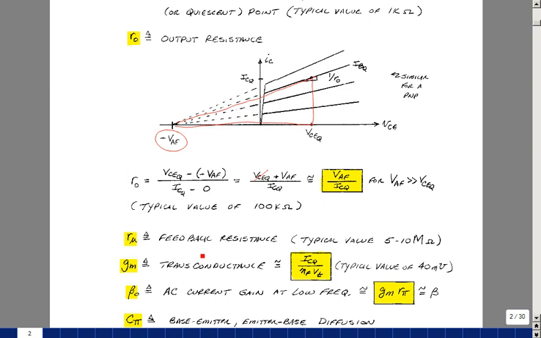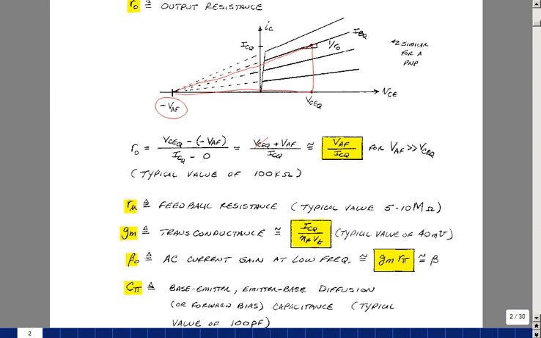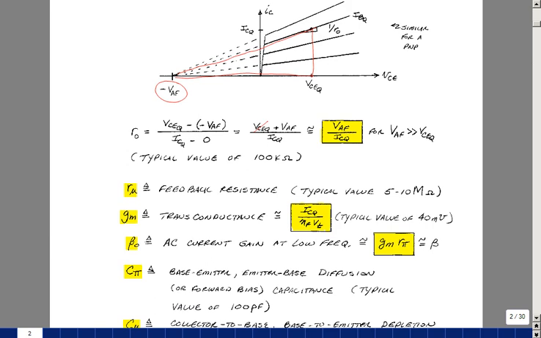Now for most hand calculations we're just going to ignore this, but SPICE has this built in, so it'll do some more precise calculations than we'll probably be able to do by hand. As you mentioned in 302, there's a term called transconductance, and this is collector current divided by V sub t. And typically something on the order of 40 millimhos.